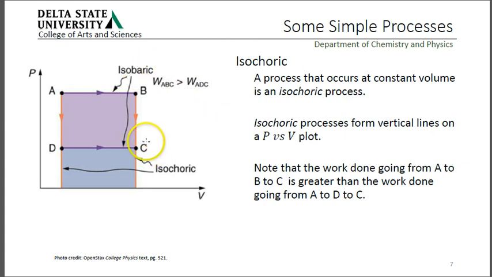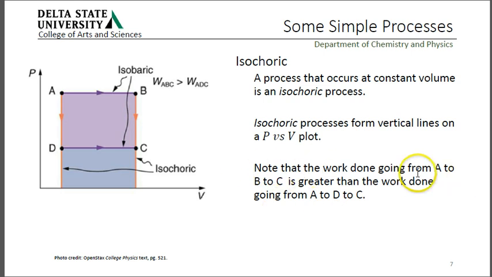An isochoric process. Choric, you should think, constant volume. In an isochoric process, we're going vertically. So B to C, A to D, D to A, C to B, those are isochoric processes. They happen at constant volume. Because they happen at constant volume, no work is done.